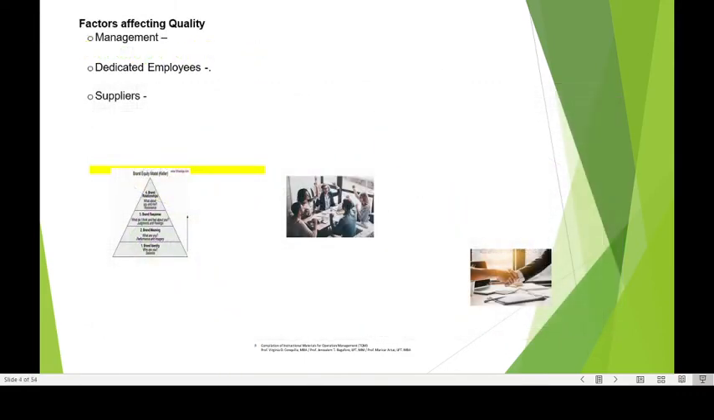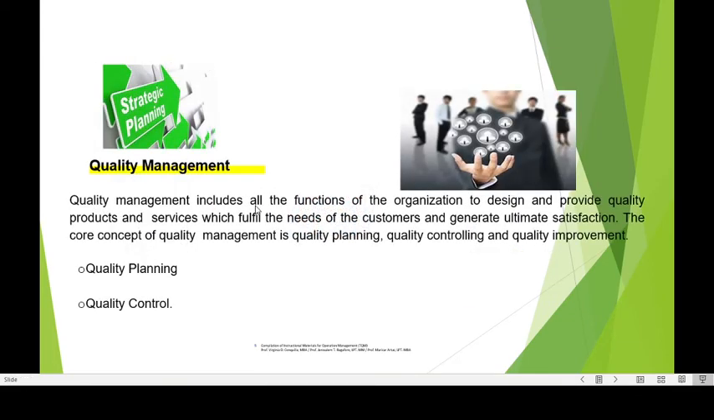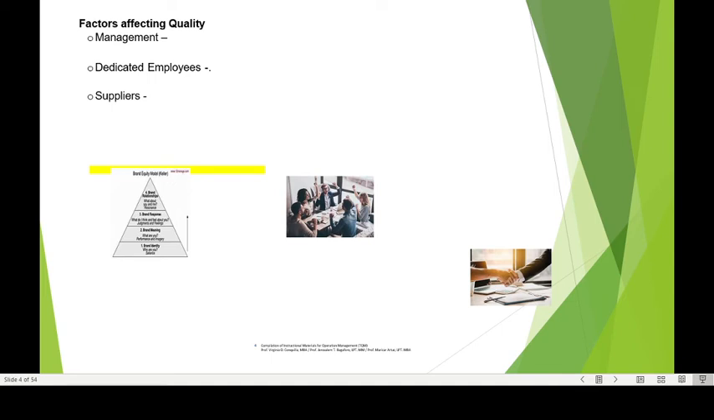Next. The next slide talks about factors affecting quality. So we have three. We have the management. We also have the dedicated employees, and we have suppliers. So for the management, we have the top level management, the middle level management, and the lower level management, as well as the frontliners in the company. The frontliners are we, the workers in the company. And if we're talking about the first line manager, these are our supervisors and managers.